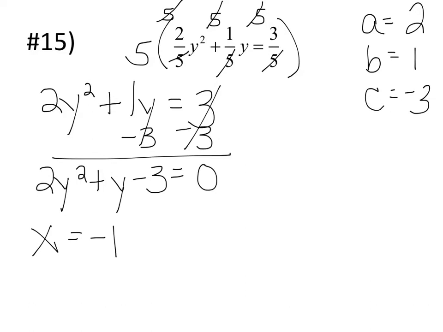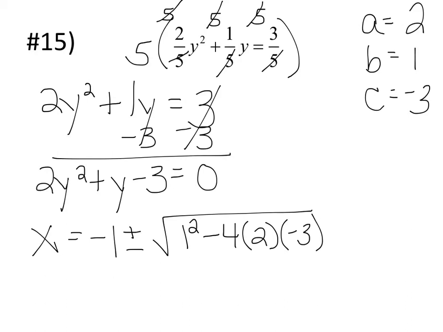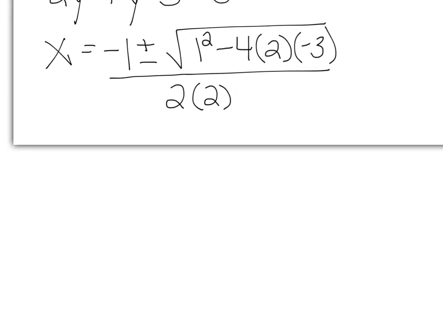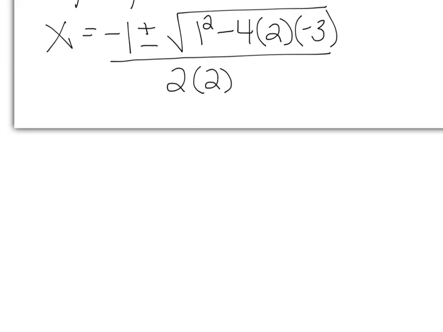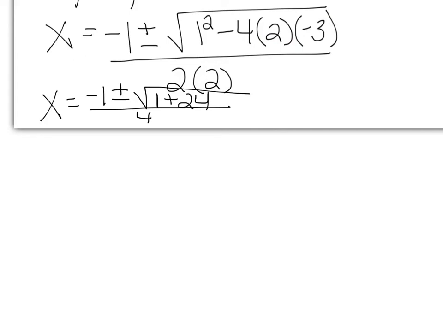Negative B, so negative 1, plus or minus the square root of B squared, so 1 squared, minus 4AC, A is 2, C is negative 3, all over 2A, and in this case, A is 2. So it's 2 times 2. So then we have x equals negative 1 plus or minus the square root. 1 squared is 1. Negative 4 times 2 is negative 8. Negative 8 times negative 3 is positive 24. All over 2 times 2, which is 4.